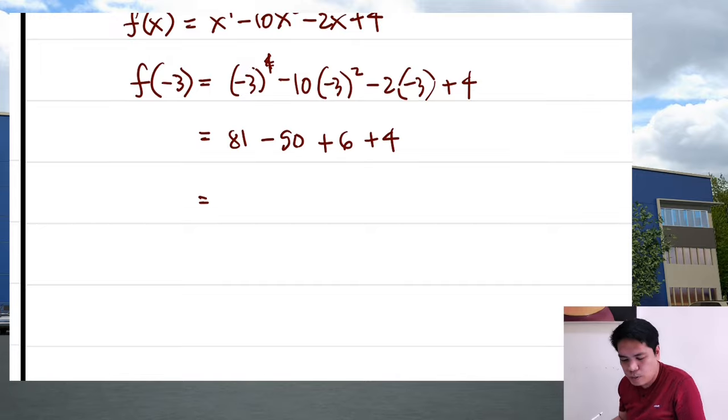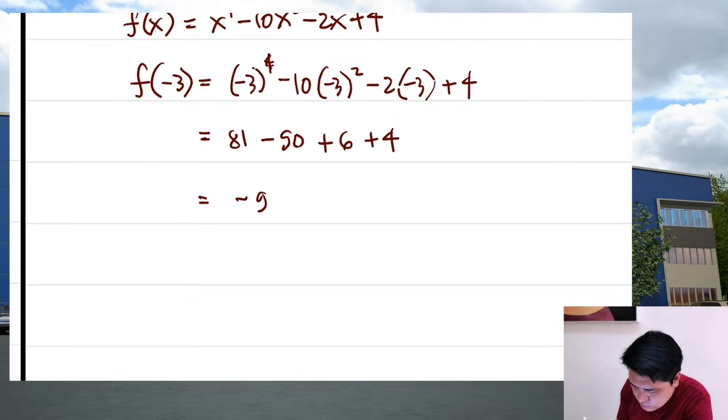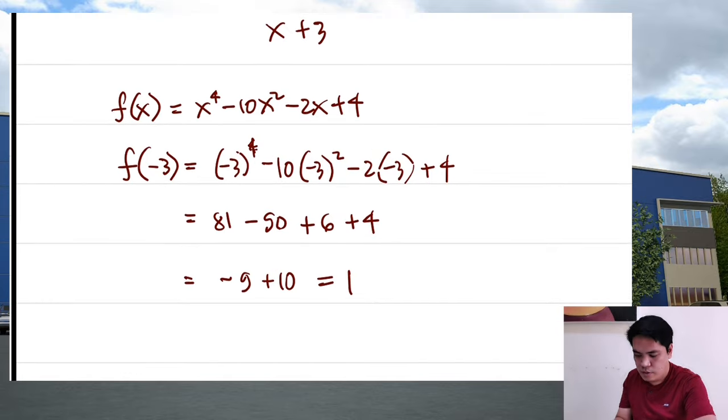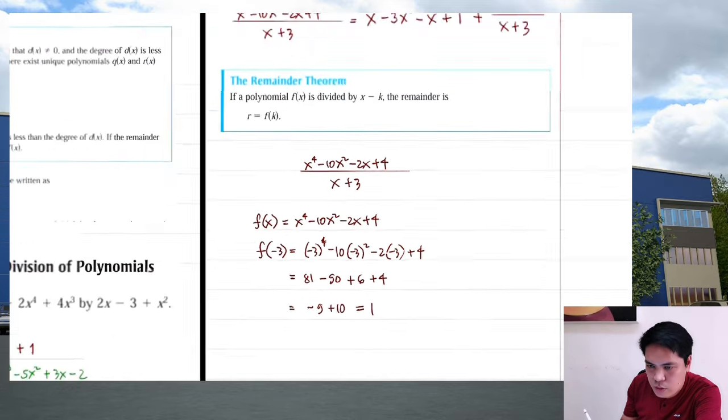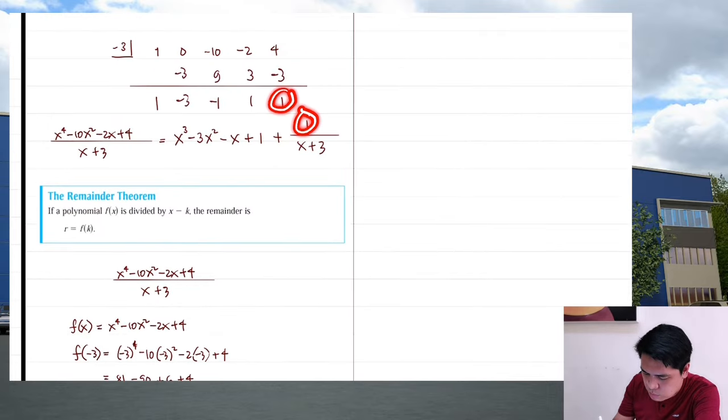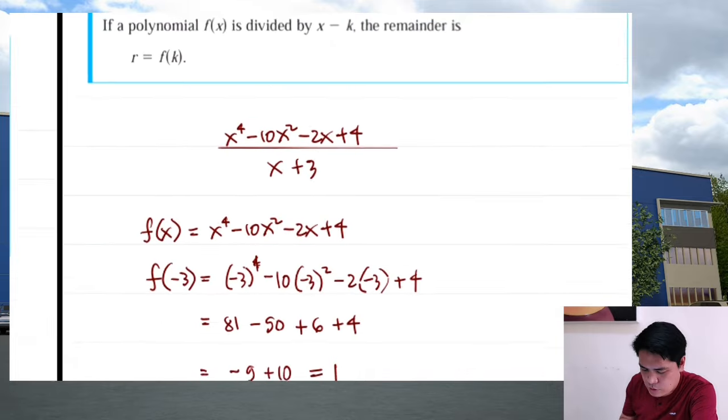Okay, what will happen? So this is negative 9 and this is 10. So that's equal to 1. So the remainder is 1. Yun yung answer natin dito. The remainder is 1. So that's the remainder theorem.